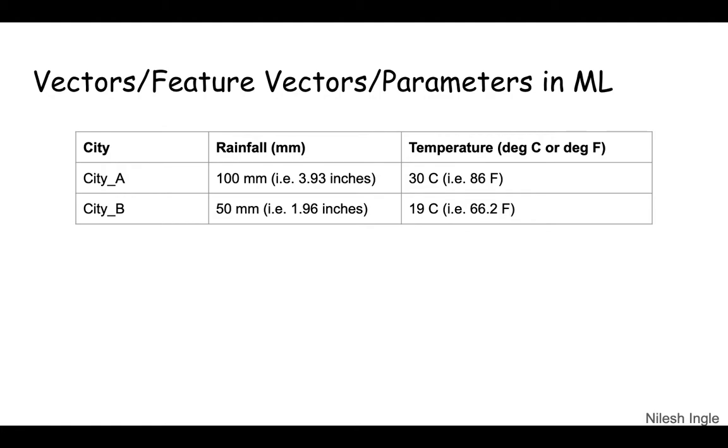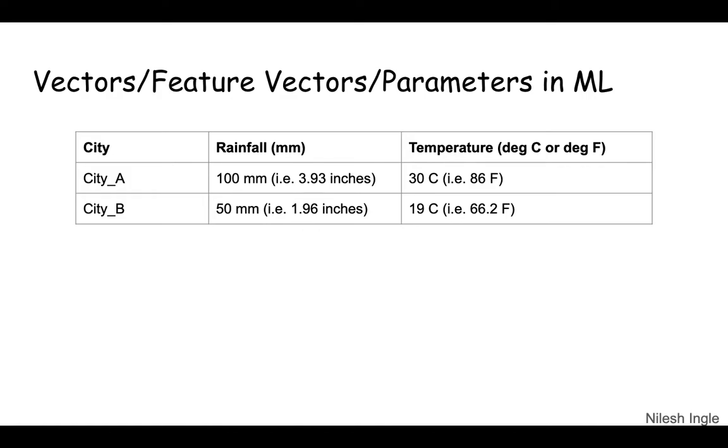So, what you see in this slide is a column of city, rainfall, and temperature. Here for each city, there are different parameters that are particular to that city. For example, city A has rainfall 100 millimeters or 3.93 inches. It has temperature of 30 degrees centigrade or 86 degrees Fahrenheit, and those two parameters describe that particular city. Similarly, for city B, there are different rainfall and temperature.